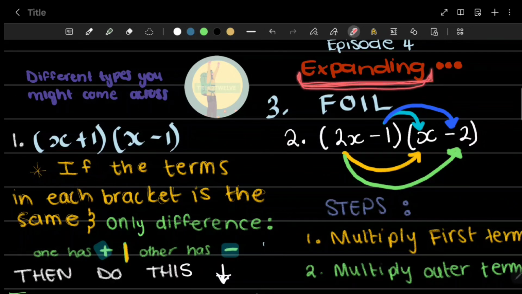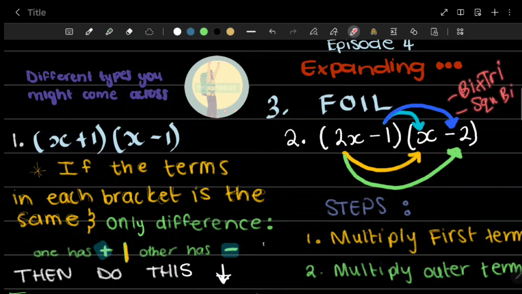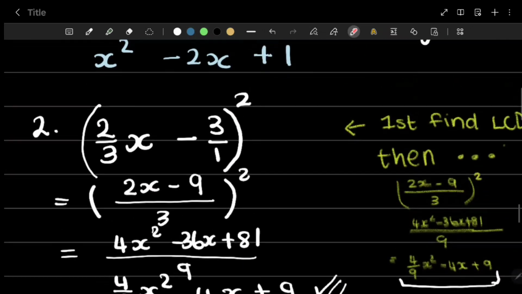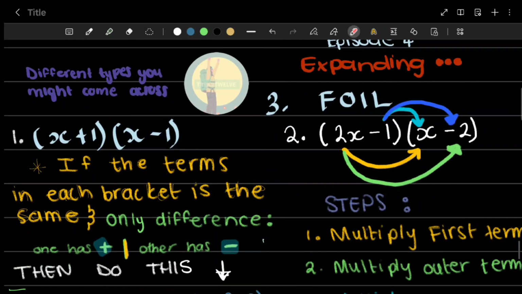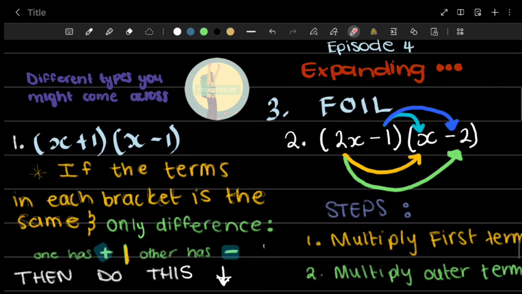And under expansion, there's another type which is FOIL. Previously we did a binomial times a trinomial, then we did squaring a binomial. We also went ahead and did a more complex one, and now we are going to do FOIL.